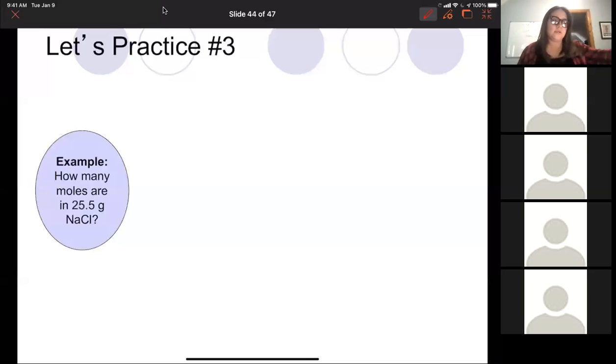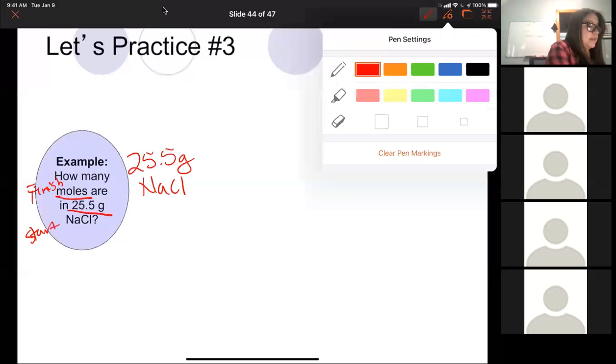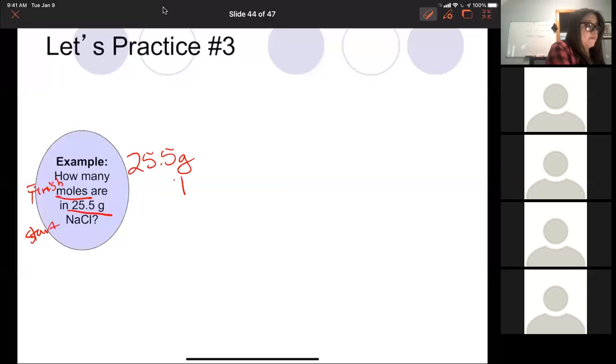How many moles are in 25.5 grams of NaCl? How many moles, this is where we're going to finish, are in 25.5 grams of NaCl? This is where we're going to start. We're going to start with 25.5 grams of NaCl. We don't have to write the NaCl, by the way, we just write 25.5 grams.